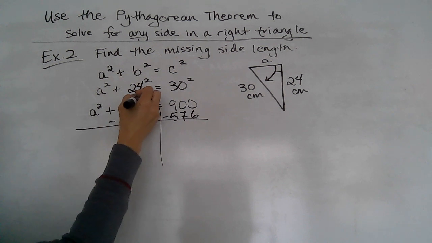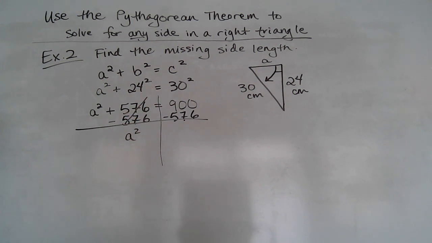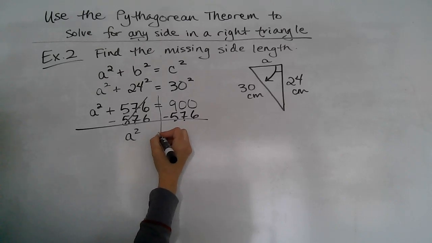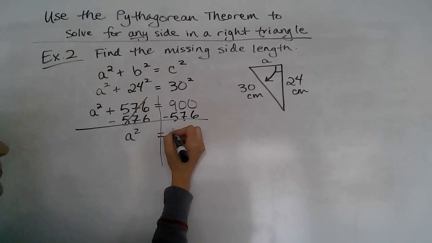And what we have left over here is just A squared, which is what we want. We want to start to get A by itself. We just got rid of the 576. And when we subtract over here, we're left with 324.